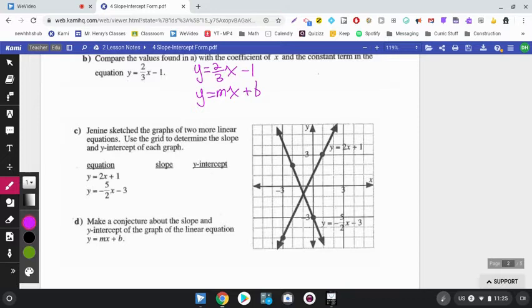We're going to go a bit further, and then I think we'll be able to make a claim. Okay, 2 more equations. Y equals 2x plus 1 and negative 5 halves x minus 3. So for the first one, the slope is, well, I've kind of got these 2 points here.